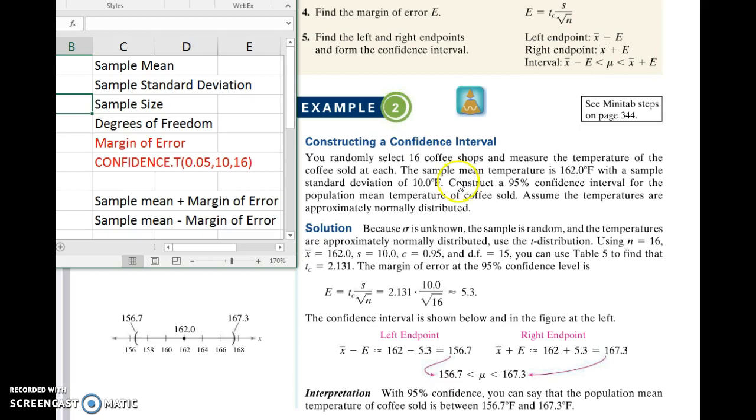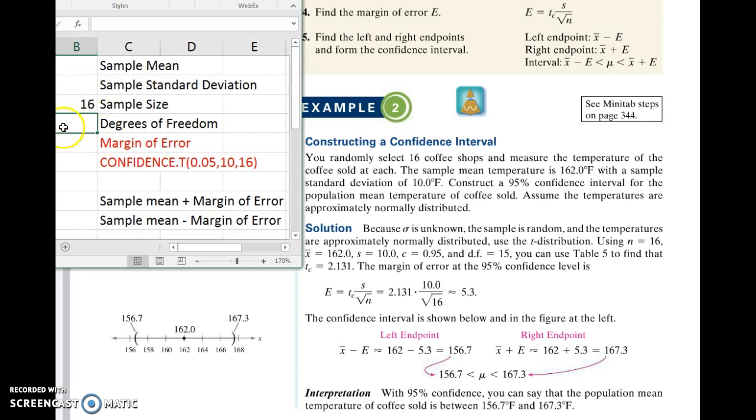So let's plug in what we know so far. Our sample size is 16. Our degrees of freedom is going to be one less than the sample size, so it's 15. And this problem told us what the mean was for our sample. Our sample mean is 162 degrees, and our sample standard deviation is 10 degrees Fahrenheit. Sometimes you may need to use Excel and a listed table of data to figure these values out, and sometimes you'll just know them like we do in this problem.